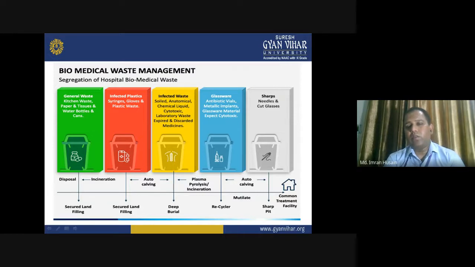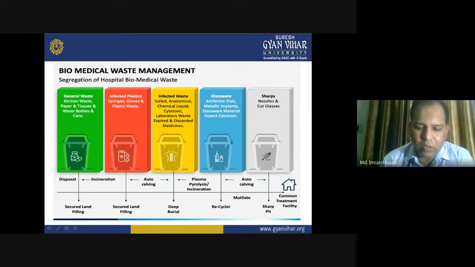So common treatment facilities operate in such a manner, and here they segregate the waste material. Especially the biomedical waste material that is hazardous in nature is discarded according to its hierarchy and according to the protocols.